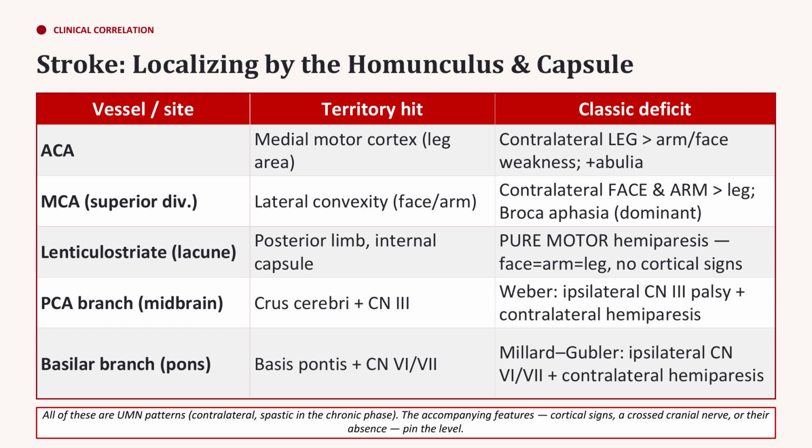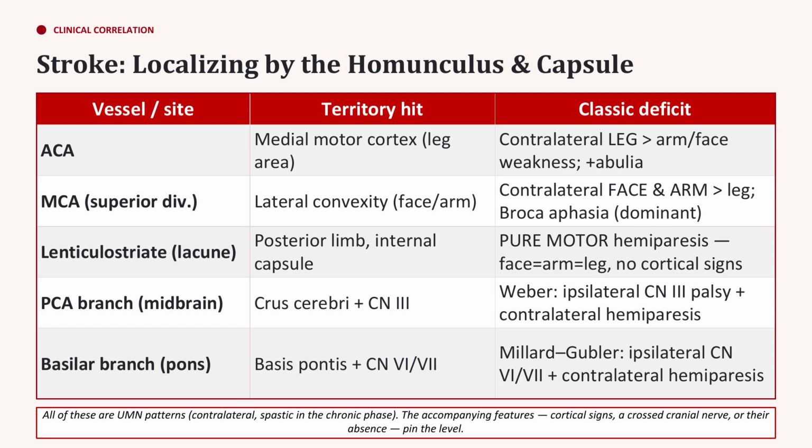In the brainstem, you get the crossed syndromes, Weber in the midbrain with a third nerve palsy, Millard-Gubler in the pons with sixth and seventh nerve findings, each contralateral hemiparesis paired with an ipsilateral cranial nerve deficit. Every one of these is an upper motor neuron pattern, contralateral weakness that becomes spastic and hyperreflexic over time. What differs is the company the weakness keeps.